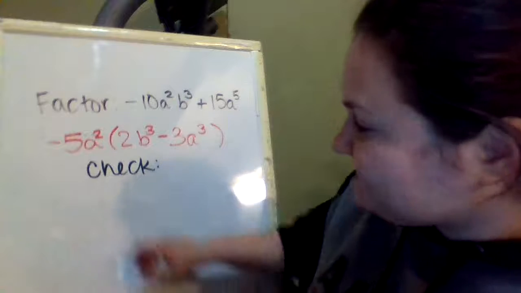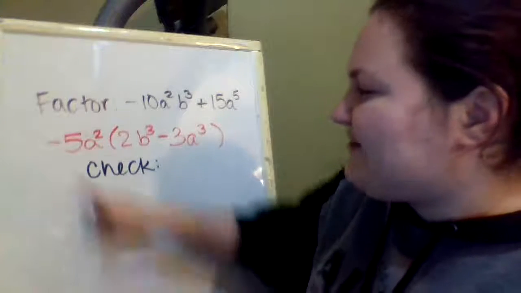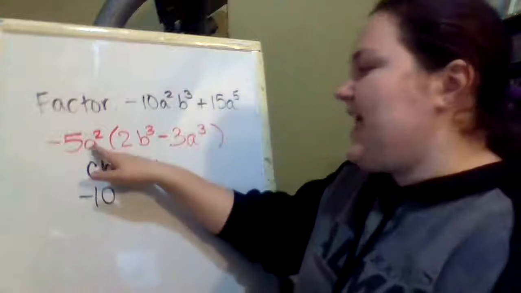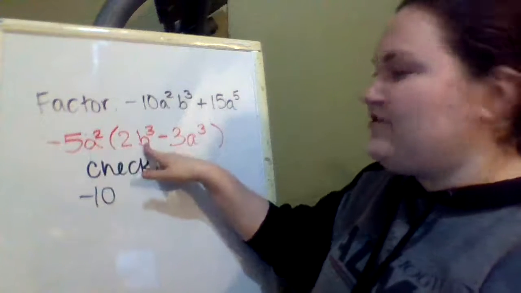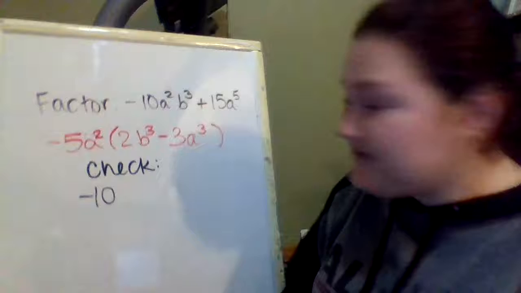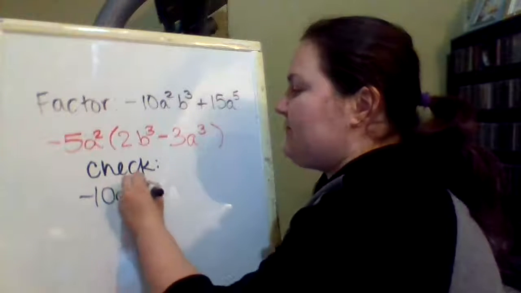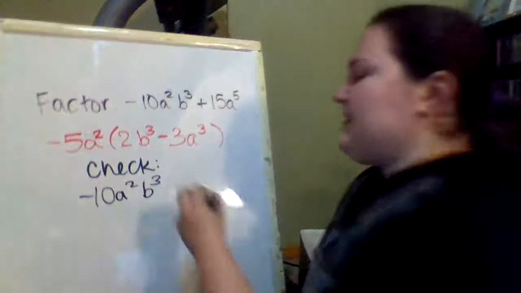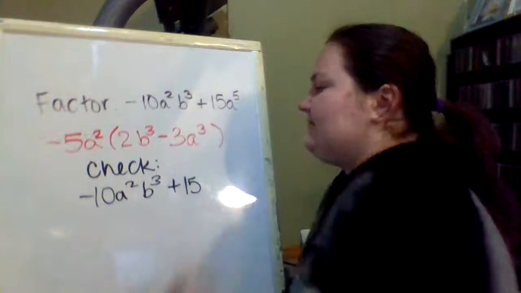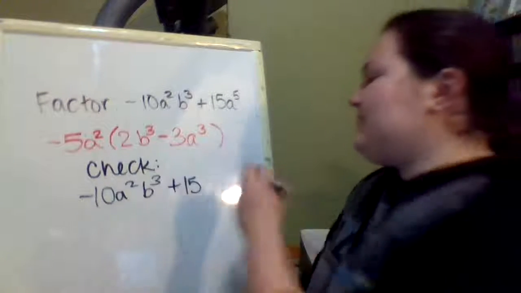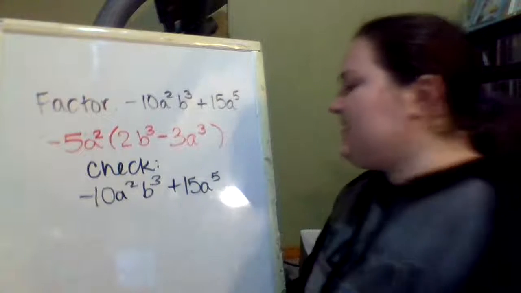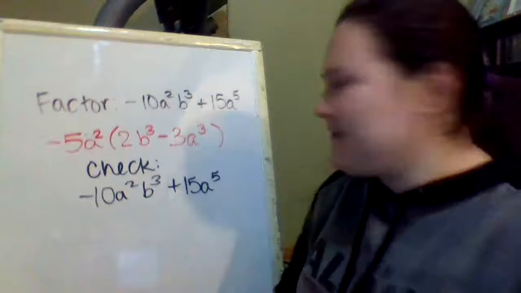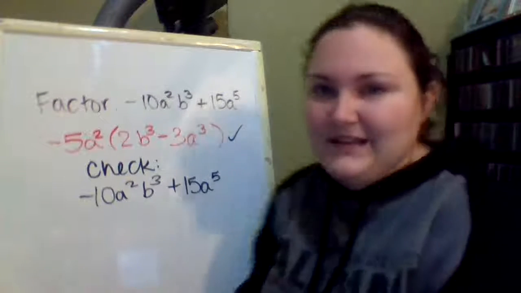And we're back. When you multiply this out, we've got the negative 5 times 2 gives us negative 10. A squared times b cubed. Well, they're different variables, so we can't multiply them together. We just write them both down. And then the negative 5 times negative 3 gives me positive 15. A squared times a cubed gives me a to the 5th. And, yep, it's the same, which helps us know we factored correctly.